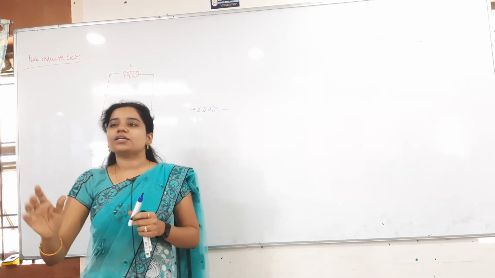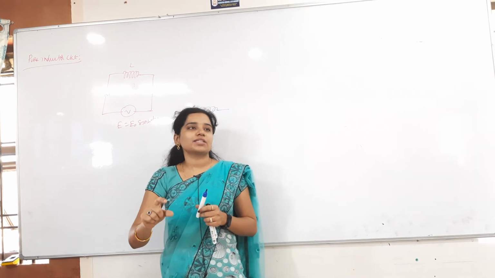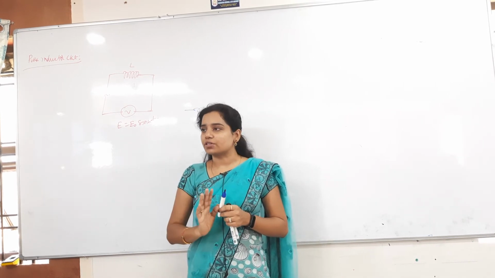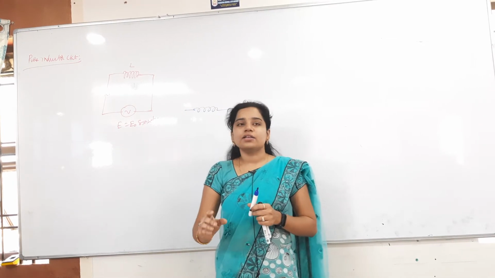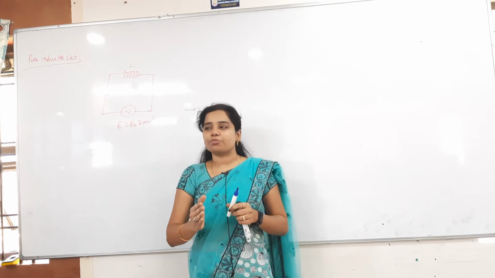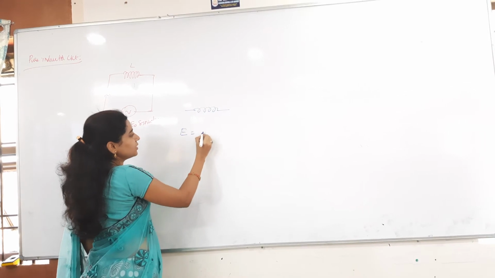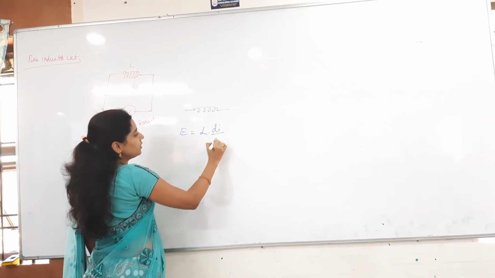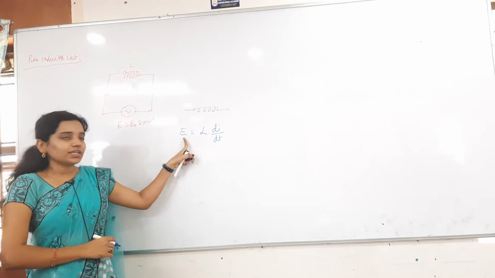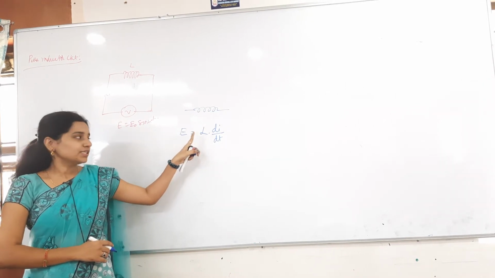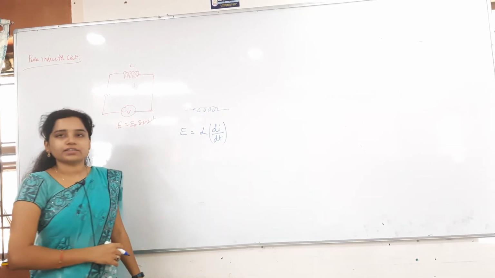You just remember that the inductor also passes the current. Due to the current passing in that, there will be a magnetic field around it. Just remember that. And also in Faraday's law, whenever you take the EMF along the inductor, E is equal to L into di by dt. Here E is EMF or voltage, L is the inductance, and di by dt is the rate of change of current.